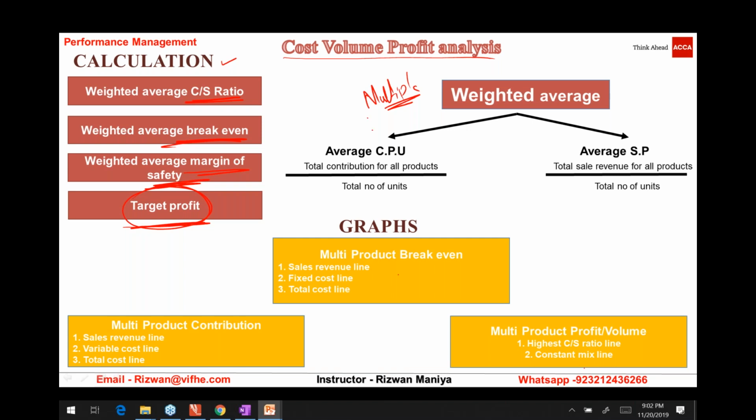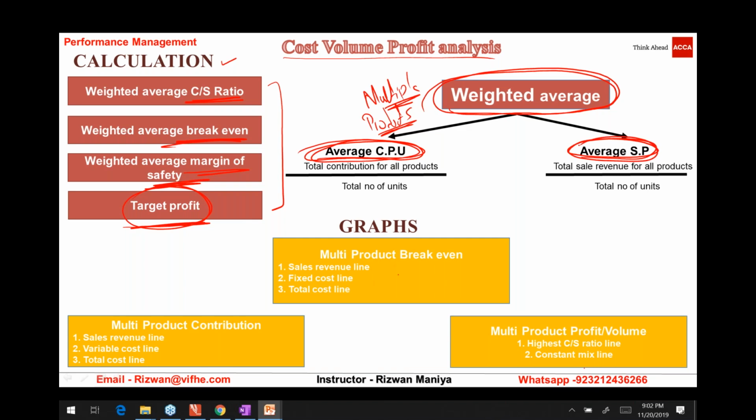But in a multi-product situation where the company is making and selling more than one product, all these four calculations are performed using weighted average workings. So for that, we work out weighted average contribution per unit. CPU means contribution per unit, and we work out weighted average selling price per unit. Weighted average contribution per unit is total contribution for all products divided by total number of units. And average selling price is total sales revenue for all products divided by total number of units. So through this we get weighted average contribution per unit and weighted average selling price per unit.